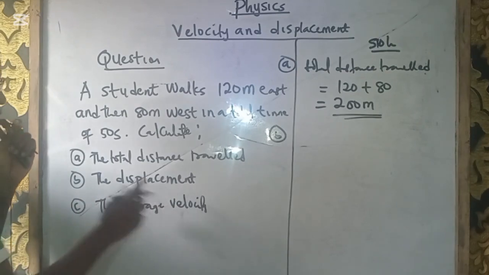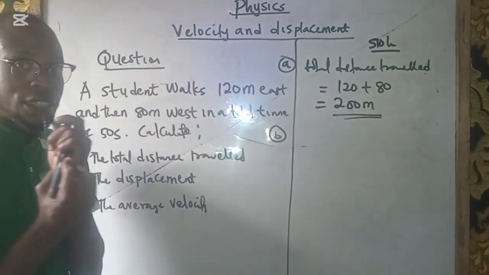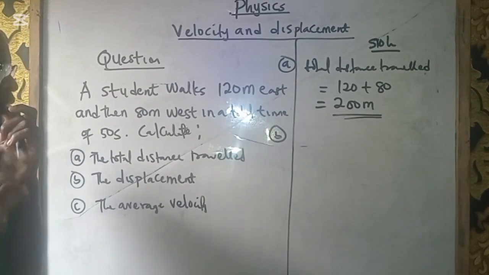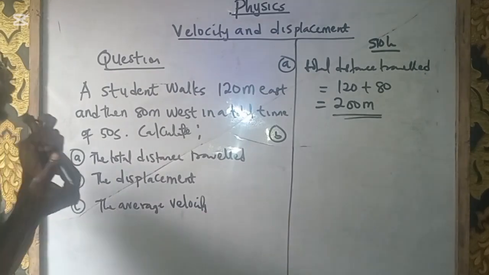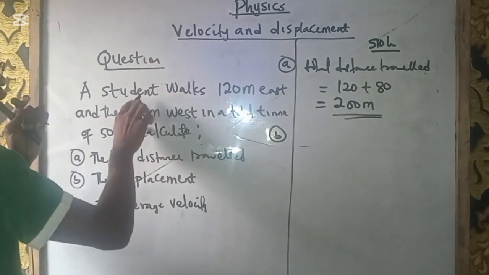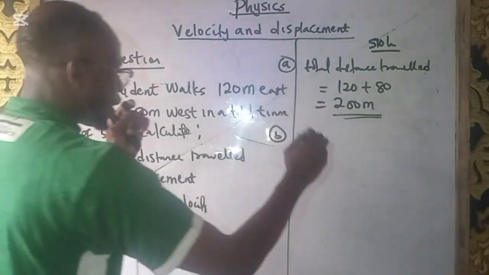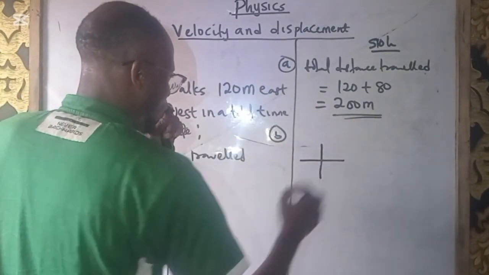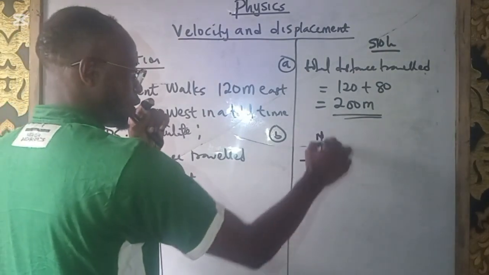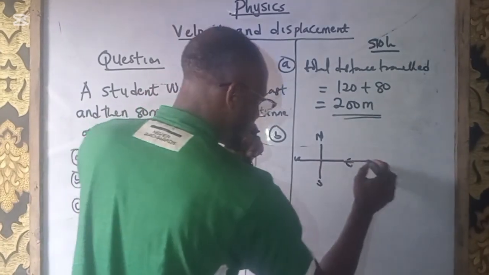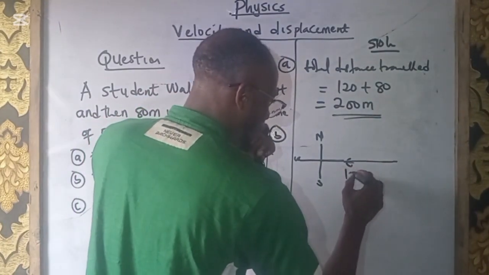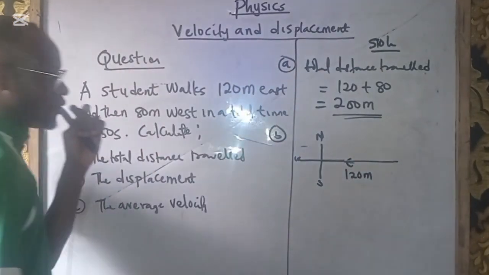The displacement. Now, displacement, take note of something. Displacement has direction because it's a vector quantity. But it's actually also very simple. Now, let me describe something before I commence with this. Don't forget, we are told that a student walks 120 meters, which means that if I have my cardinal points here, where the student starts from, of course, this is north, south, west, and what? East. So a student walks like this. Look at that. 120 meters east.